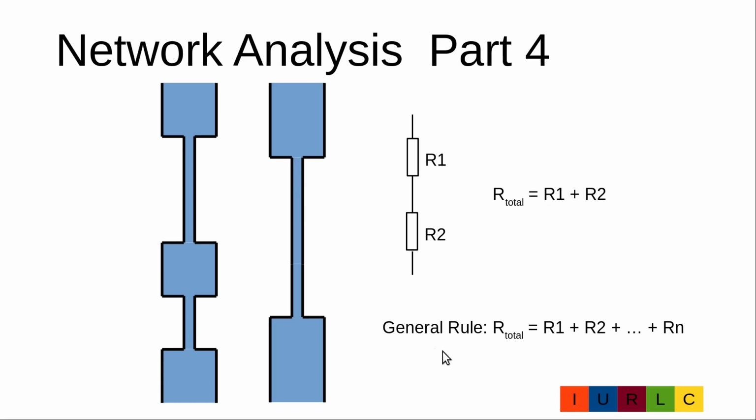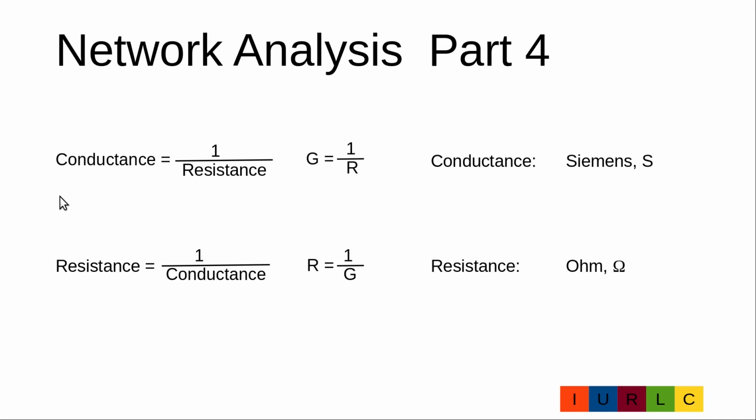In the general rule, the total resistance is the sum of all the individual resistances of the serial connection. So R1 plus R2 plus ... plus Rn. Before we start with the parallel circuit, we need to introduce the conductance. Conductance is the measure of how well electricity moves from one end to the other end of a resistor.